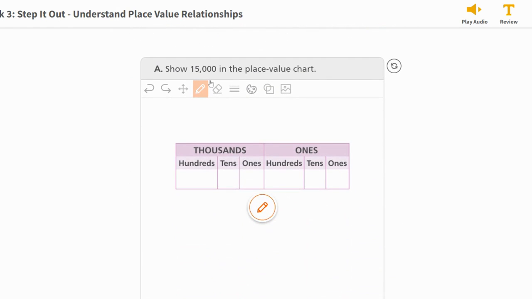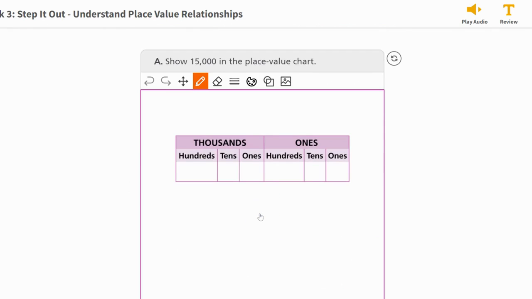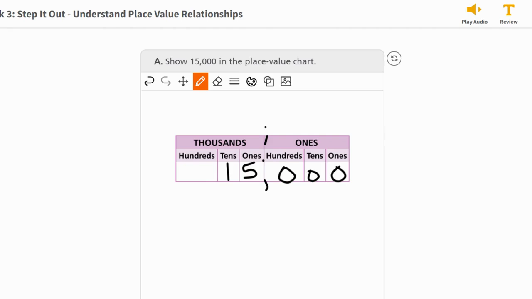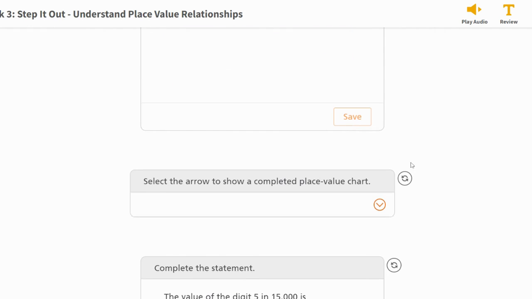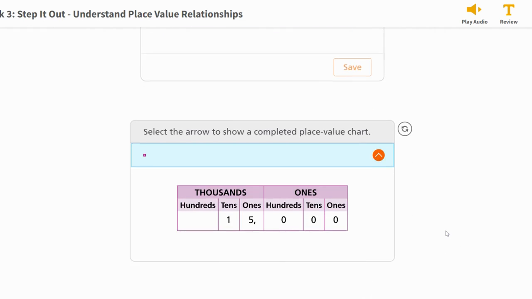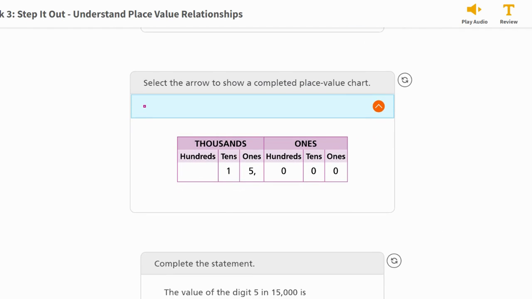Step A, let's show 15,000 in the place value chart. Okay, so let's take out our pen and we're going to show 15,000. Notice that I use a comma in between these two periods. So here's the period line, right? We have the ones period, the thousands period. So I write a comma in between the 15 and the zeros. Let's save our work. Here it is completed by the book, just so you can see what yours should look like.